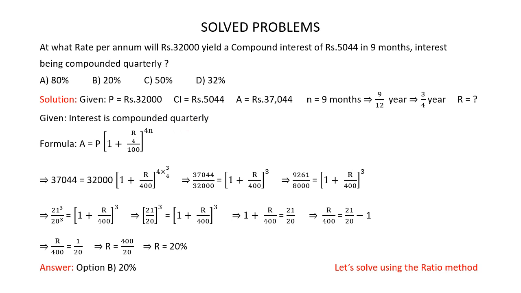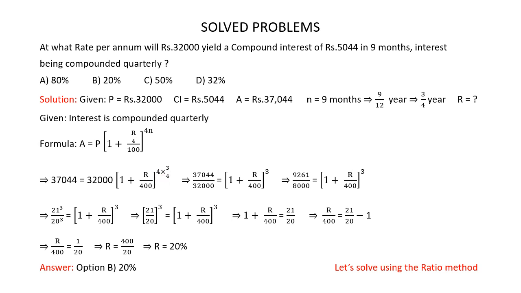Now the formula to find the amount when interest is compounded quarterly is A is equal to P multiplied by (1 plus R by 4 divided by 100) raised to the power 4n. Now substituting all these given values in the formula here, we get 37,044 is equal to 32,000 multiplied by (1 plus R by 400) raised to the power 4 multiplied by 3 by 4.